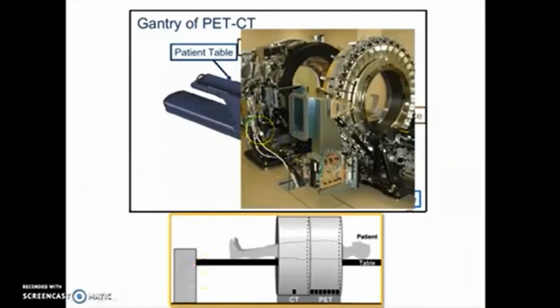When you look into the interior anatomical aspect of the equipment, this is the couch. Can you see? This is the couch where the patient goes inside. The first part is the CT scan. This is a component of the CT equipment. And this is the component of the PET. So this is the CT gantry, this is the PET gantry.